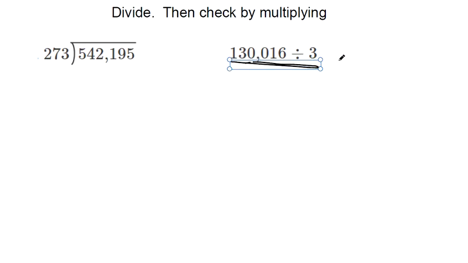Maybe this one's actually better to do next. This is saying 130,016 divide by 3. So we can rewrite that with long division.